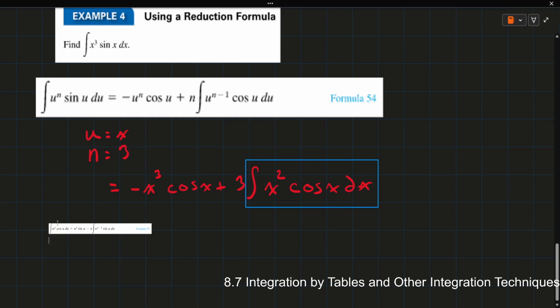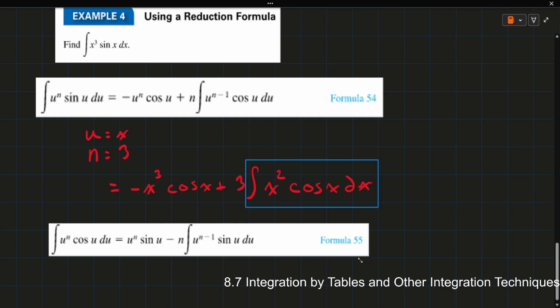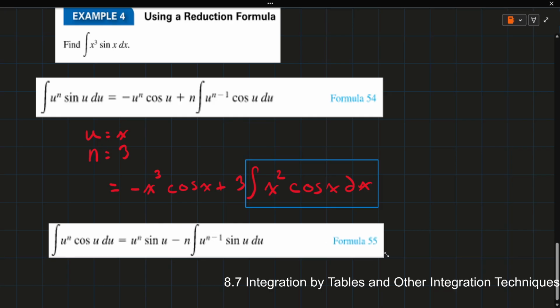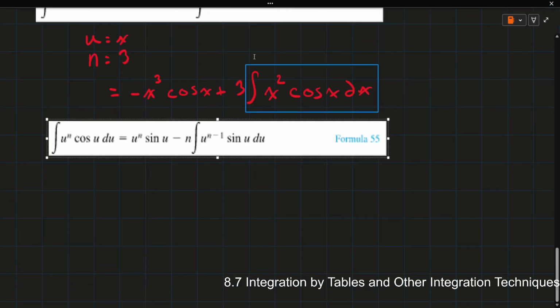This one's very similar to the previous one we just took a look at, but it's with cosine, right? I wish I could make those instantly the same, but it's gonna drive me nuts. But anyway, so we have this u to the n cosine u reduction formula, right? And like I said, this is just what's in the blue box. Heck, why don't I make it blue to make it clear? This is just what's going to be in that blue box up there. So once again, in this case now, our u is still just x. Our n value, however, is just 2.